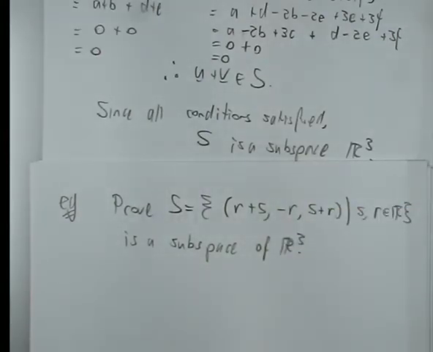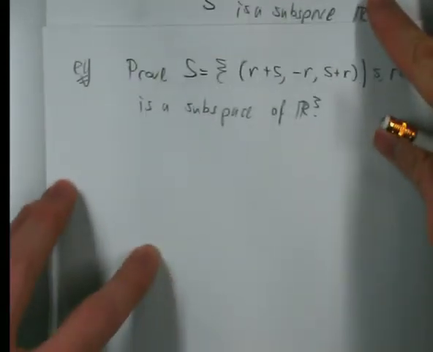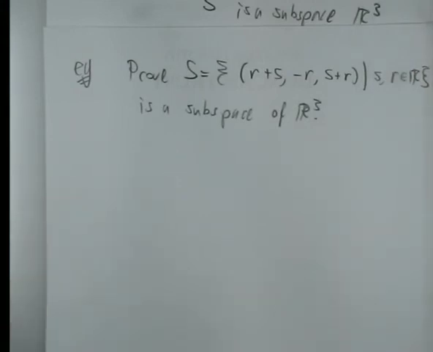Okay, prove that R plus S minus R, S plus R, where S and R are in R, is a subspace of R3. Well, first let's just check if it's worth proving. Yes, I can rearrange that to look like a span, so yes, it is a subspace. It might be helpful for me to rewrite it as a span to do my proof, but it's not actually necessary.